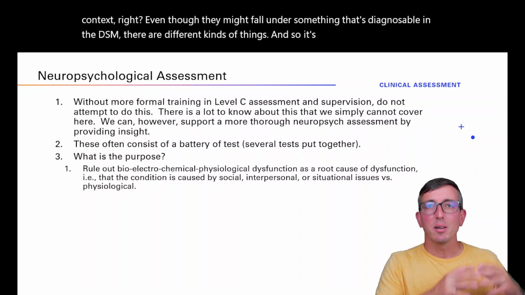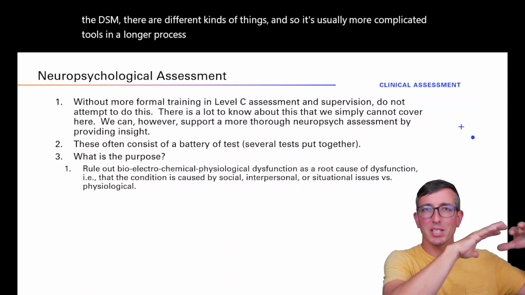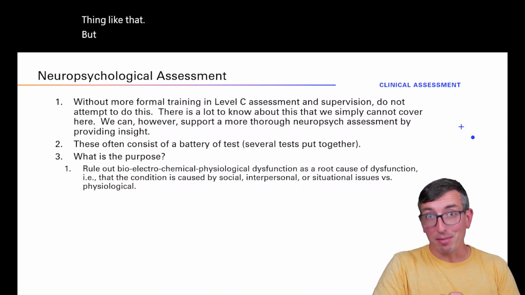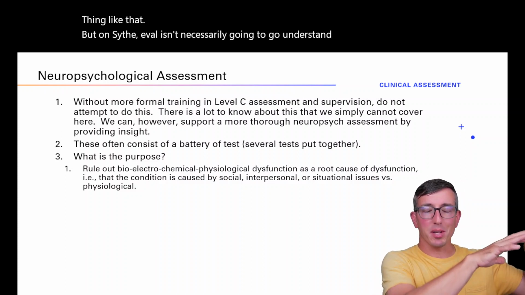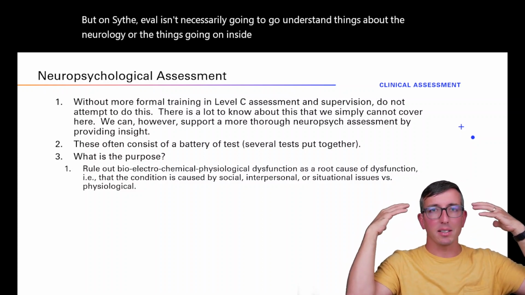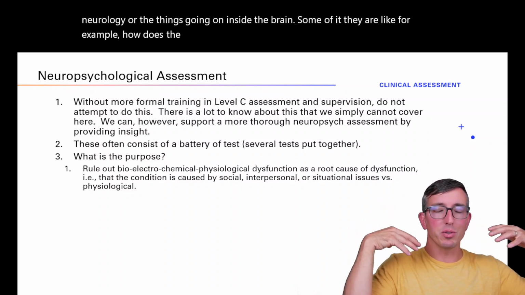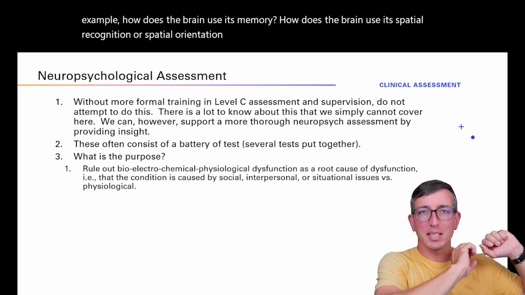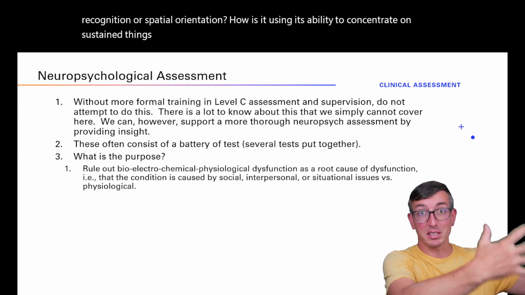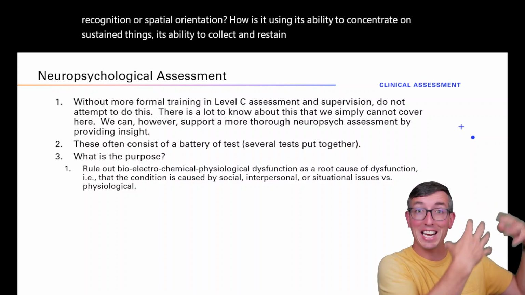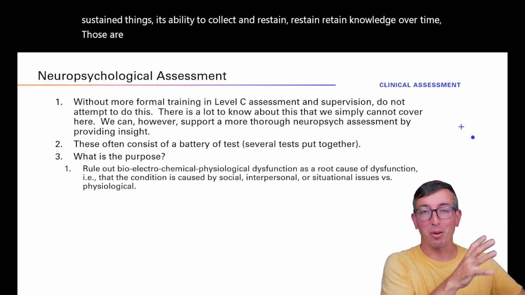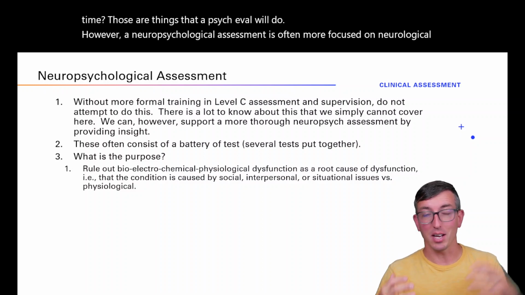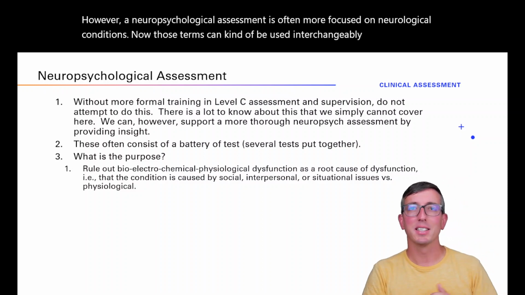And so it's usually more complicated tools and a longer process to help understand something that needs a lot more understanding of the nuance. But a psych eval isn't necessarily going to go understand things about the neurology or the things going on inside the brain. Some of it they are. Like, for example, how does the brain use its memory? How does the brain use its spatial recognition or spatial orientation? How is it using its ability to concentrate on sustained things? Its ability to collect and retain knowledge over time? Those are things that a psych eval will do. However, a neuropsychological assessment is often more focused on neurological conditions. Now, those terms can kind of be used interchangeably sometimes, it depends.